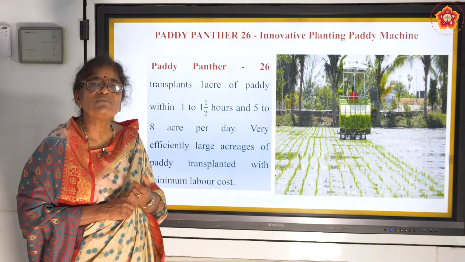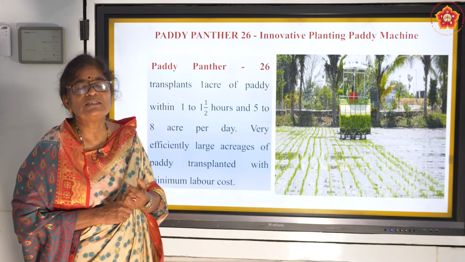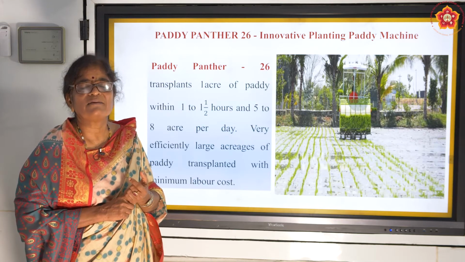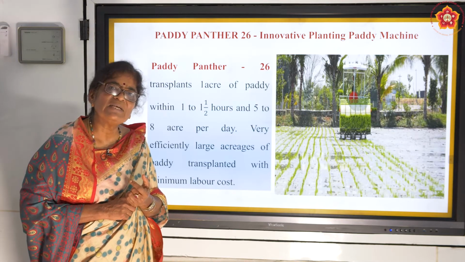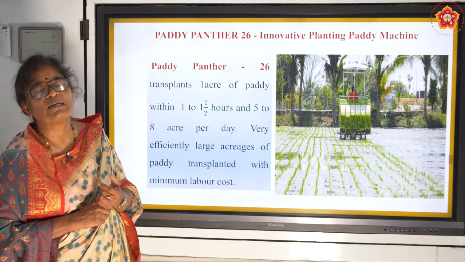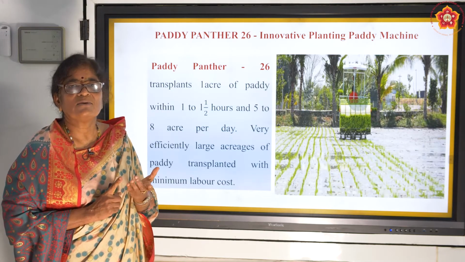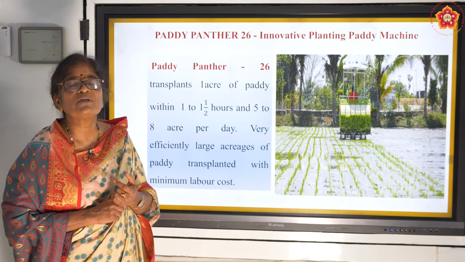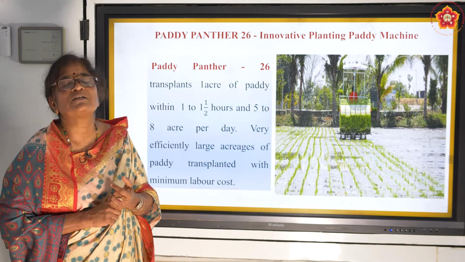When there is a shortage of labor, what will happen? The wage rate will be very high. Therefore, when the wage rate is very high, what will happen to the cost of production? Cost of production will be very high. When the cost of production is high, what will happen to rice? The price of rice will go high.